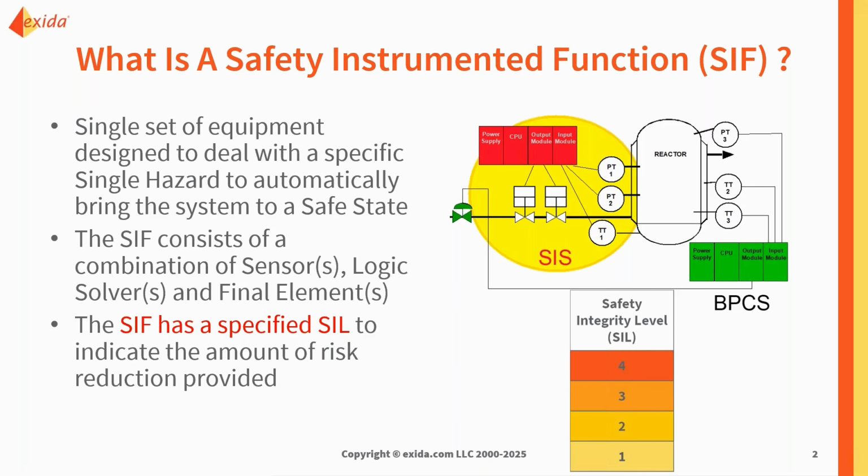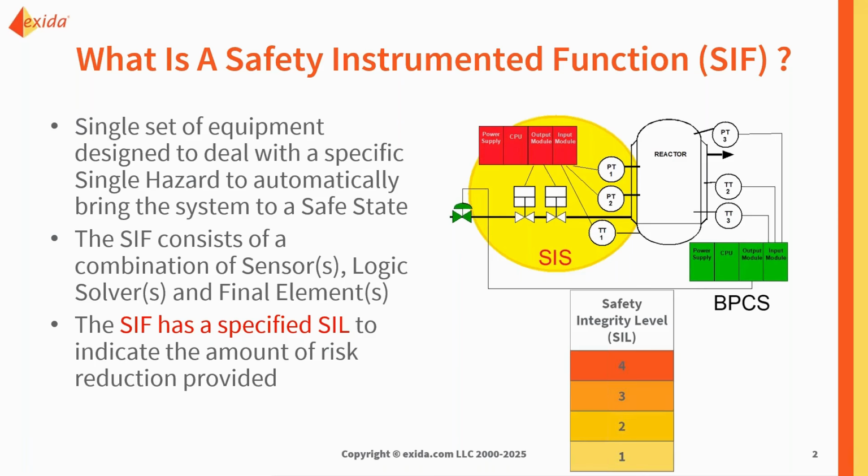And remember, the safety integrity level is to indicate how much risk reduction we expect the safety instrumented function to provide us. And there are four levels. There's SIL1, SIL2, SIL3, and SIL4. So the risk reduction provided by a SIL1 would be between 11 and 100. The risk reduction provided by a SIL2 would be 101 up to 1,000. A SIL3 would be 1,001 to 10,000, and a SIL4 is 10,001 to 100,000.